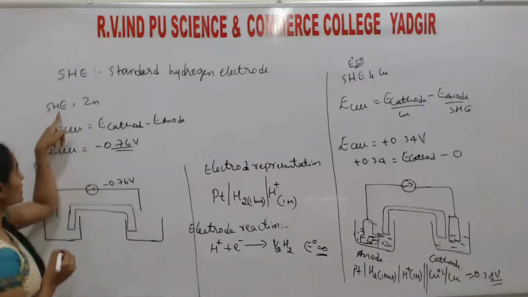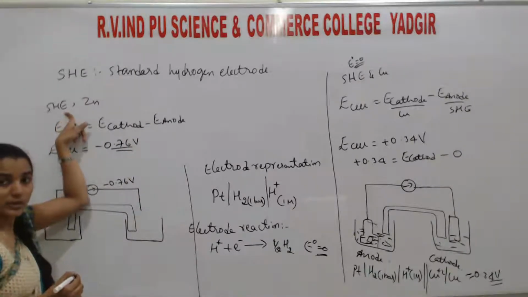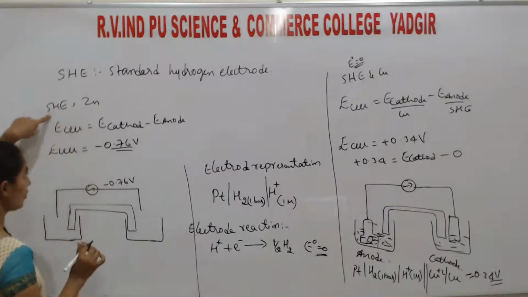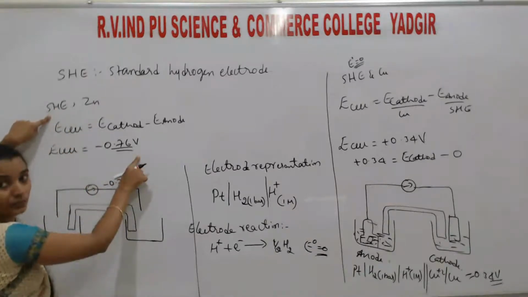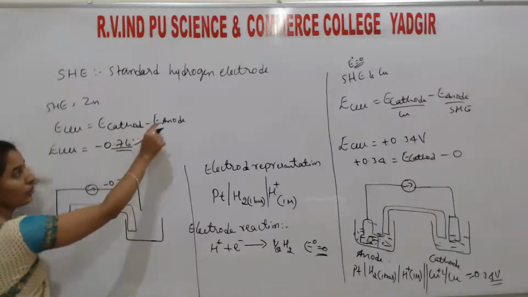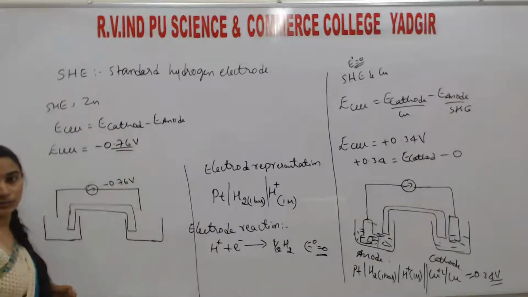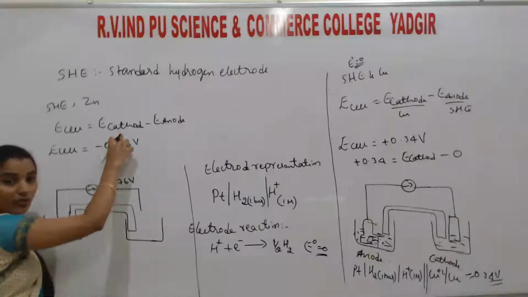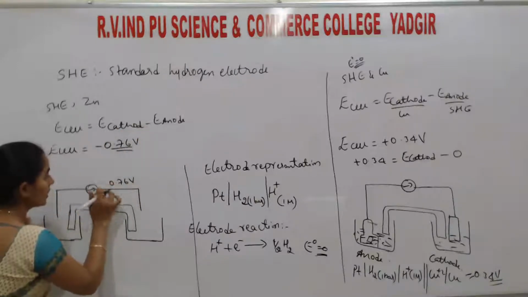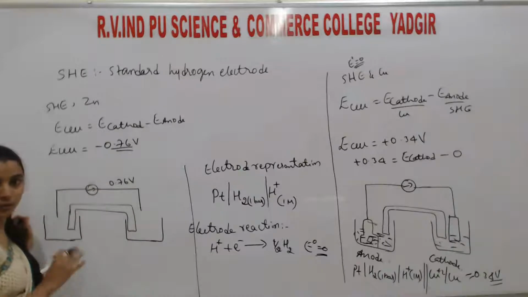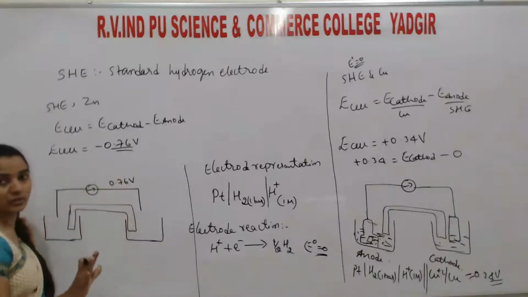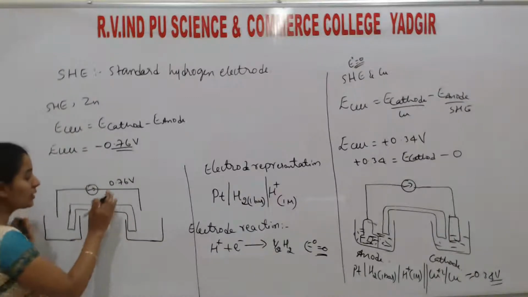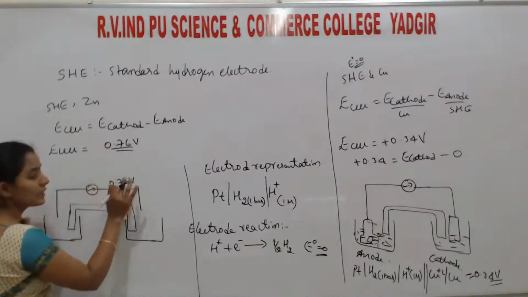Then we know the SHE value, how much is it? It is 0. We are getting minus, so then this must be 0, this must be that one. Are you getting? So the minus value we are getting is 0 minus 1. Here we are getting 0.76 volt as the overall cell reaction. That E cell must always be positive. This is the overall cell reaction. How much? 0.76 volt.